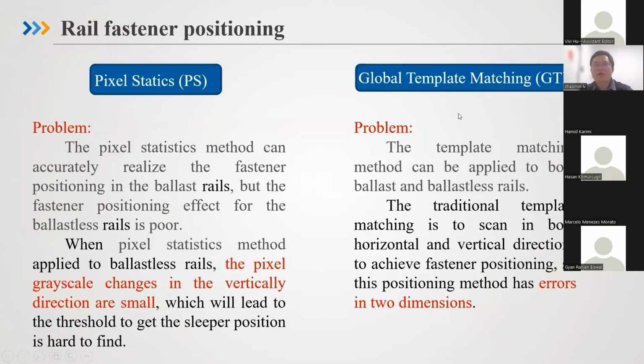For global template matching, the template matching method can be applied to both ballast and ballastless rail. However, the traditional template matching scans the picture in two dimensions, so this positioning method will have errors in two dimensions.